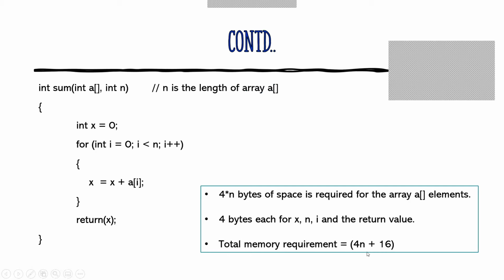So for 4 bytes, we have 4 variables. So 4 into 4, how much? 16. Then we have another return type. It's also int type, so it will take another 4. Therefore, the total will be 20 bytes. Is it clear to you all?